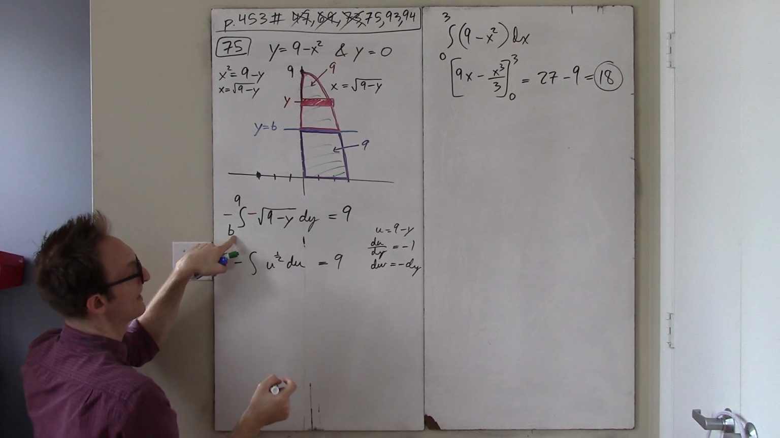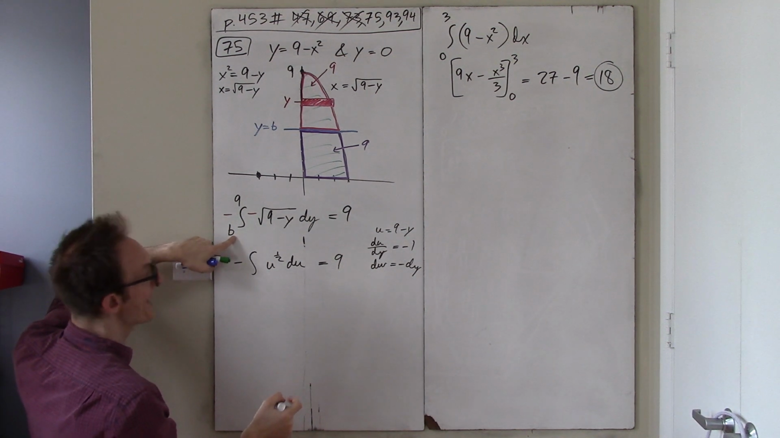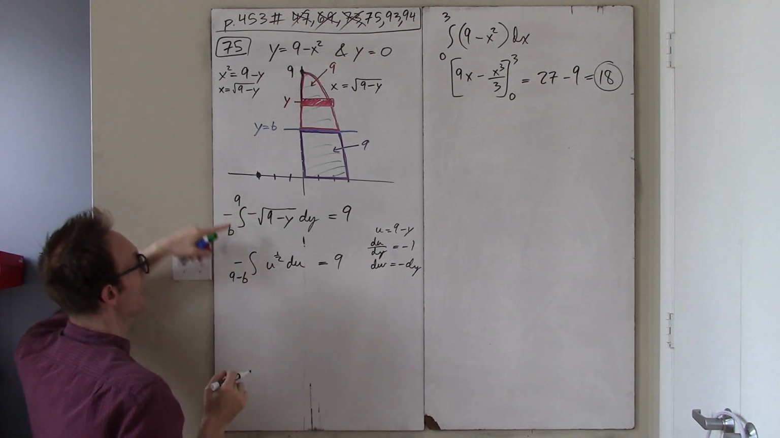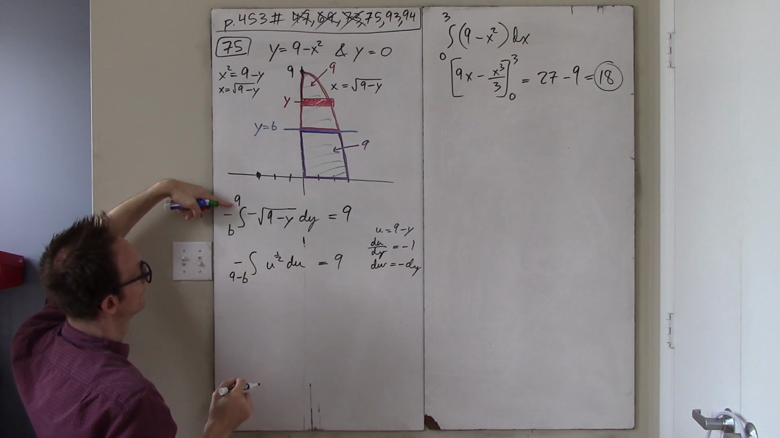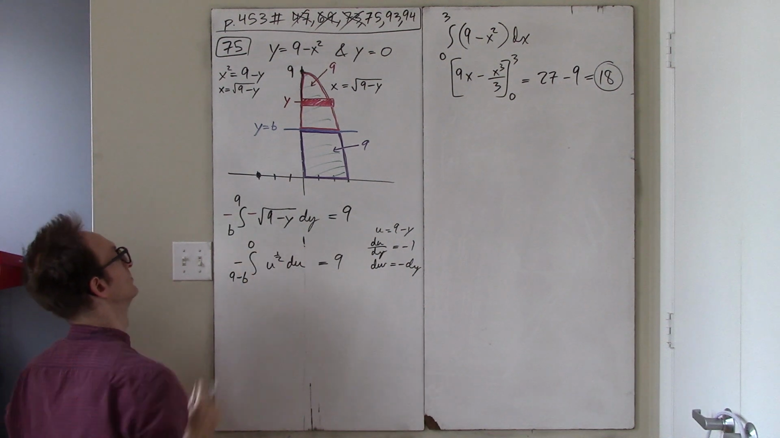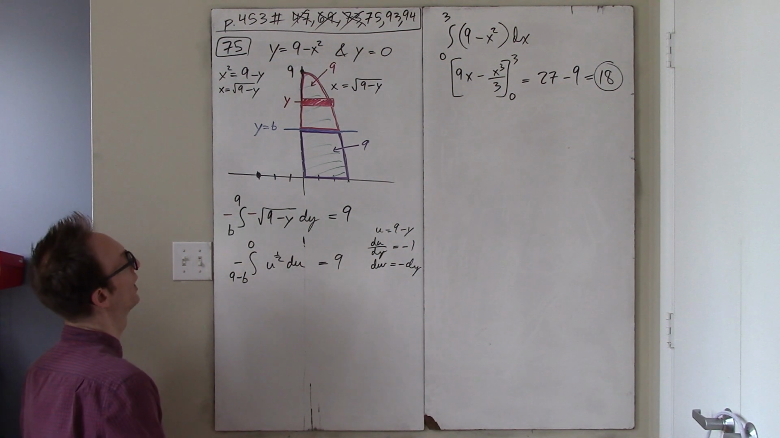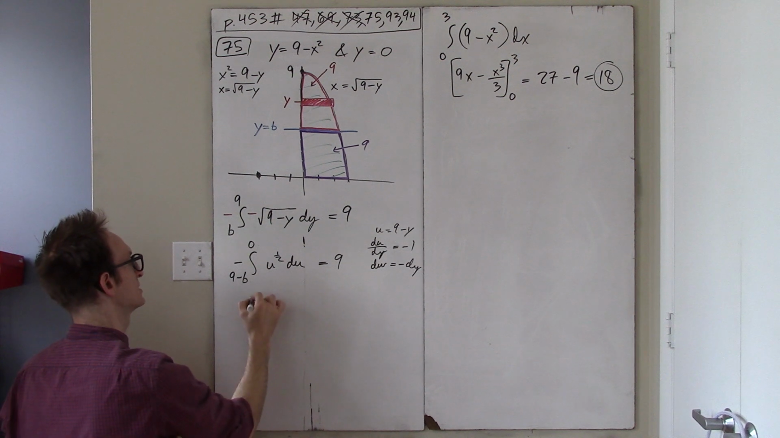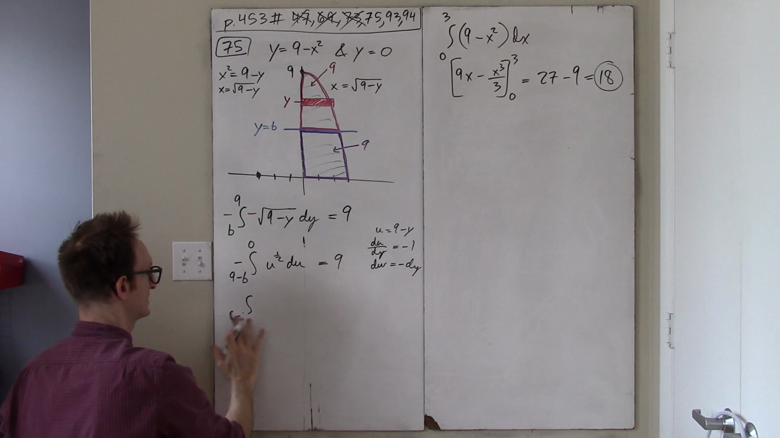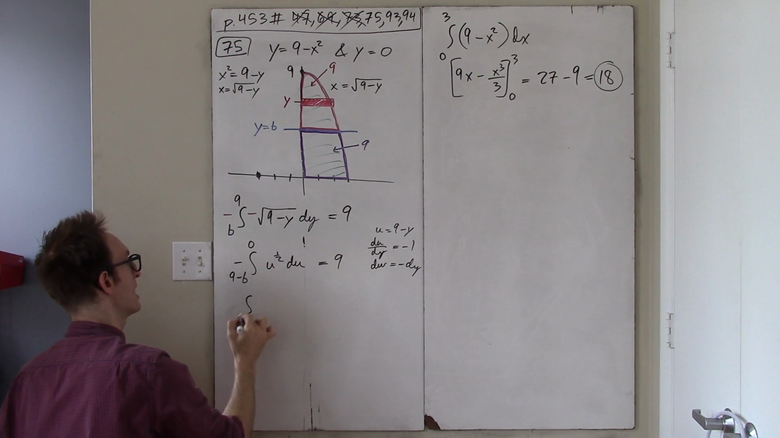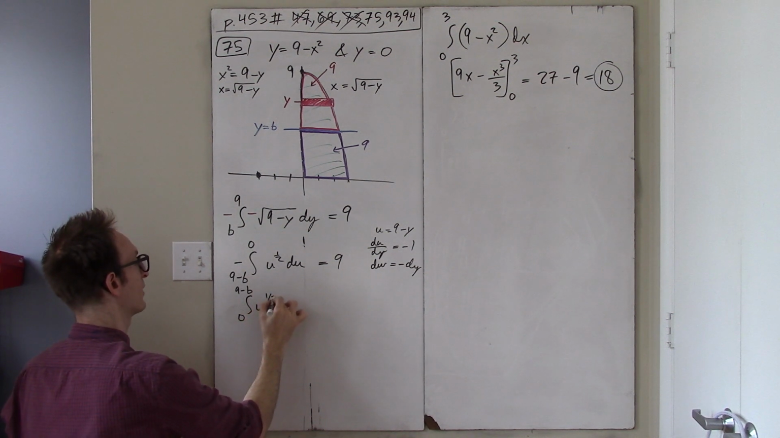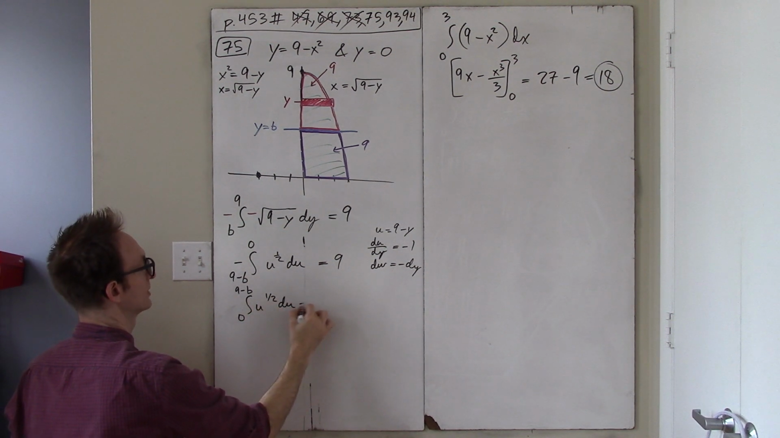So when y is b, u is 9 minus b, and when y is 9, u is 0. Okay, so I'll now flip this to get the integral from 0 to 9 minus b of u to the 1/2 du equals 9.